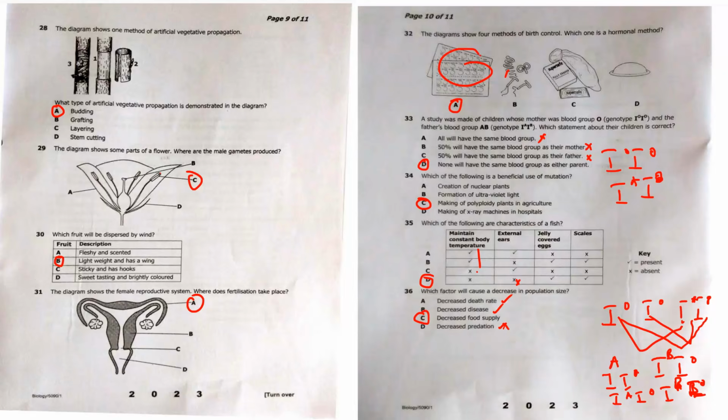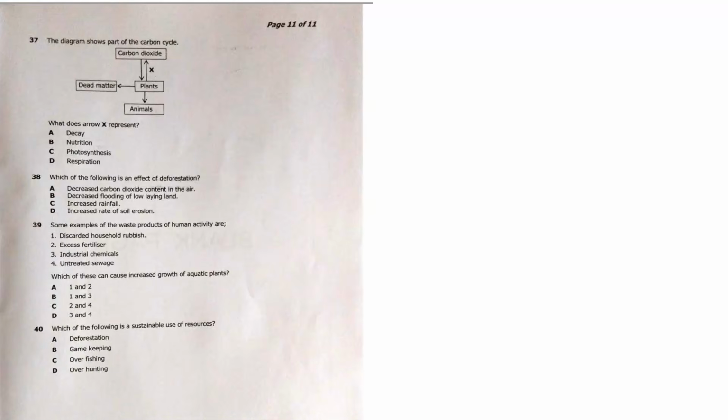Okay, let us look at the next one now, which is 37. The question is, the diagram below shows part of the carbon cycle. What does RX represent? So where carbon dioxide is being taken to the atmosphere. So this represents respiration.